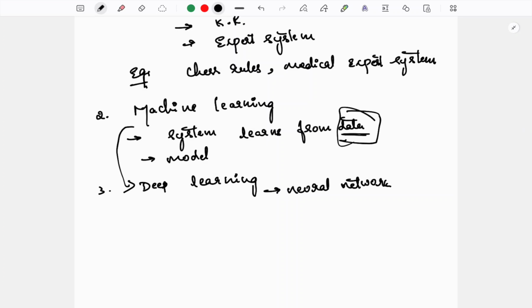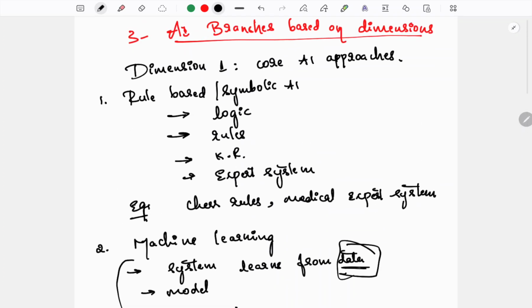Examples of deep learning are speech recognition, image recognition, and modern NLP models like LLMs and transformer models, all of which use deep learning. Okay, so this is about dimension 1.